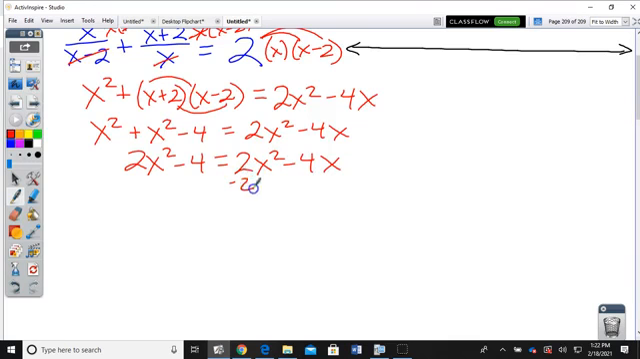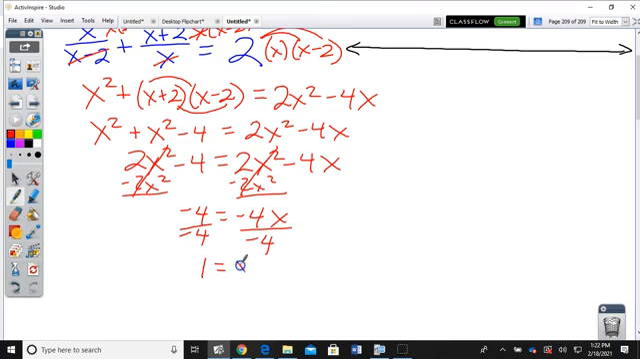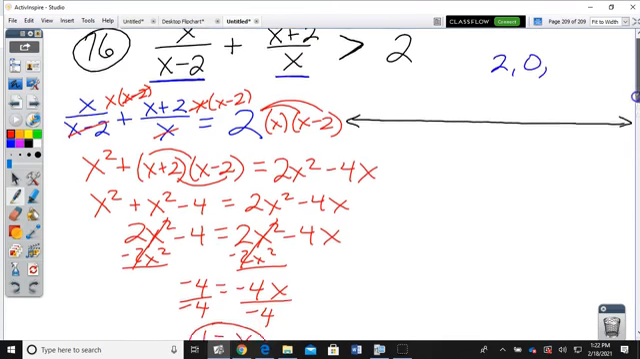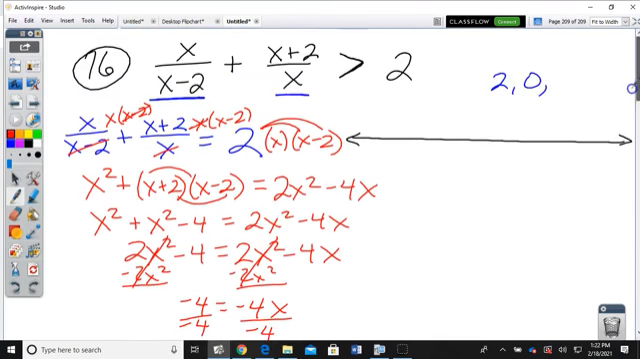And the 2x squareds cancel. When you subtract them over, they make 0, so they'll go bye-bye. That leaves us with negative 4 equals negative 4x, so x equals 1. So there's my other critical point. Again, you get your solutions, your answers, as well as what x cannot be.